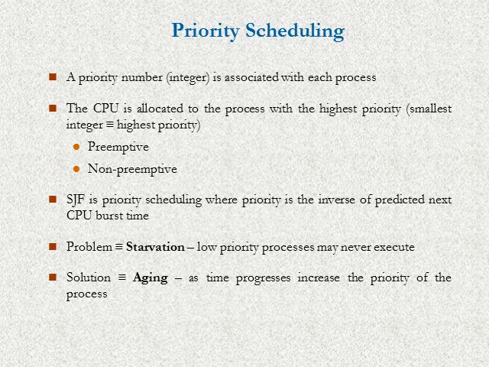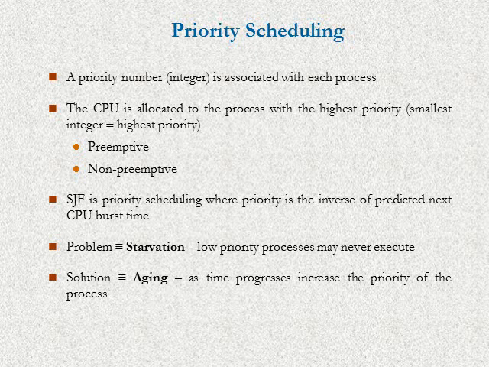Usually smaller integers reflect higher priorities. So a process having a priority of 1 would be considered as having the highest priority among the rest of the processes. This priority scheduling has two versions. The first one is preemptive and the other one is non-preemptive. We will discuss the preemptive one in its proper section when we discuss other preemptive algorithms. Over here we will only discuss the non-preemptive version of priority scheduling.